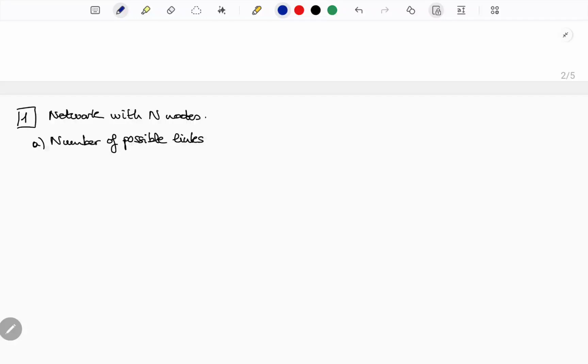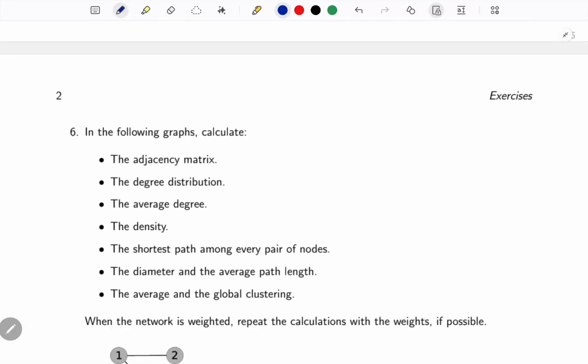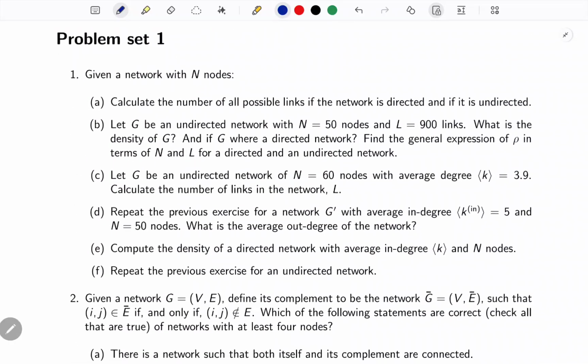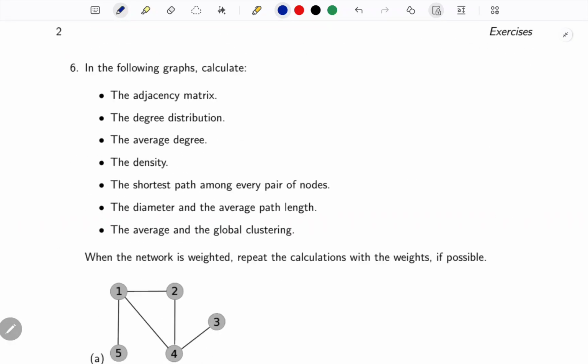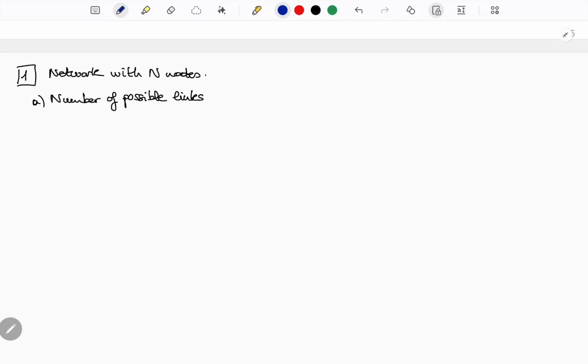We're going to do exercise 1 of problem set 1. In this exercise, they tell me that I have a network with n nodes, and in the first question, they ask to calculate the number of all possible links if the network is directed and if it is undirected. So let's see how to solve this exercise.